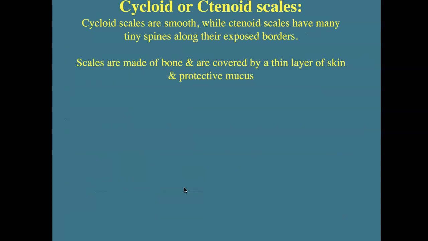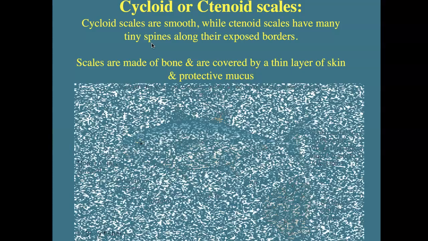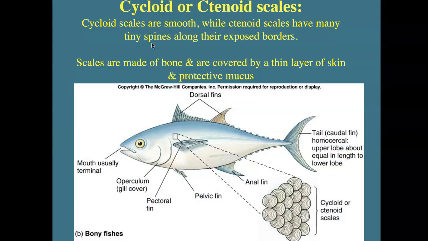Okay, so remember these guys have these cycloid or ctenoid scales. The cycloid scales will typically be smooth, while ctenoid scales have these tiny little spines along their exposed border. And I'll try to remember to put a cycloid scale, a ctenoid scale, and a placoid scale underneath the microscopes for you this week in lab. Again, the difference here is that the cycloid and ctenoid scales are made of bone, and then they're covered by a thin layer of skin and a protective mucus, okay? And that mucus is to help protect the fish from parasites.